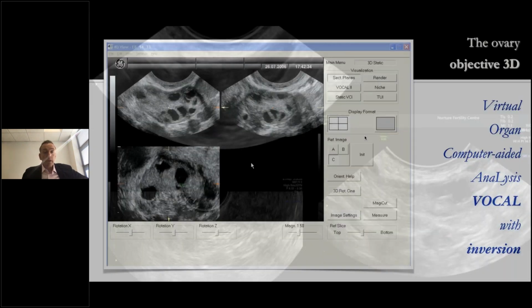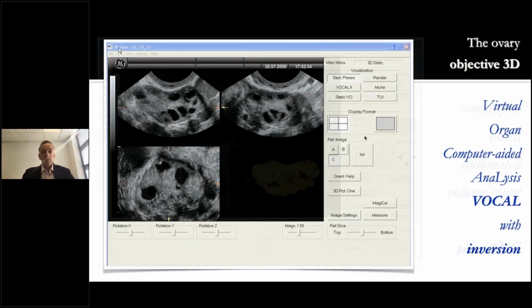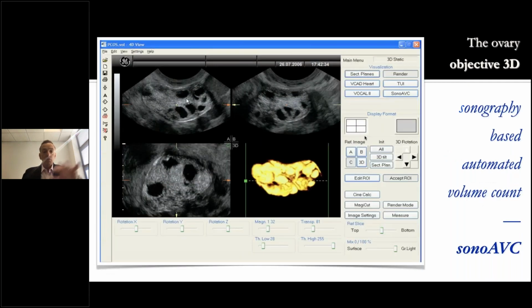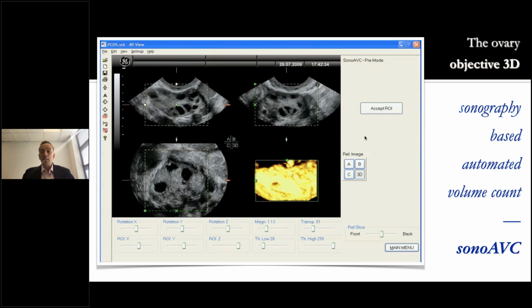Alternatively, you can use 3D. So this is an image of an ovary. I'm going to just skip to the next one to show you the role of automation. So we've drawn around the ovary with VOCAL, and then we can look into the ovary, and we can use SonoAVC to automatically look at the number of follicles and their sizes.